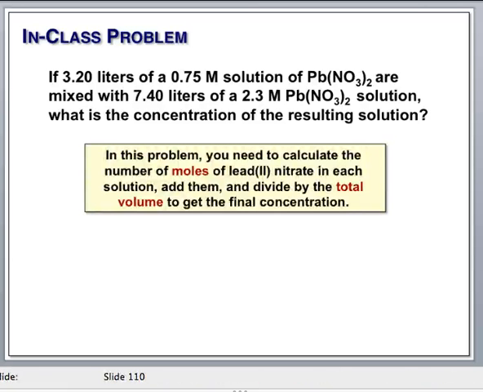For each of these, calculate moles of lead nitrate. Add them together, and that gives you your total number of moles. Then you want to add the two volumes together, 3.2 and 7.4. Divide it all together and get the concentration. I'll pause for a minute while you calculate moles for each of these.